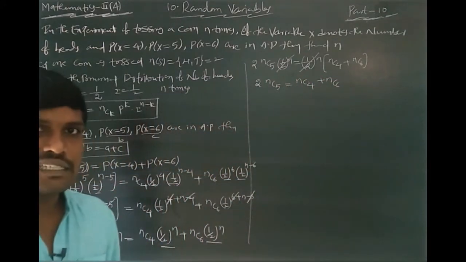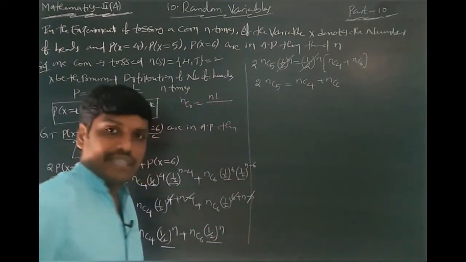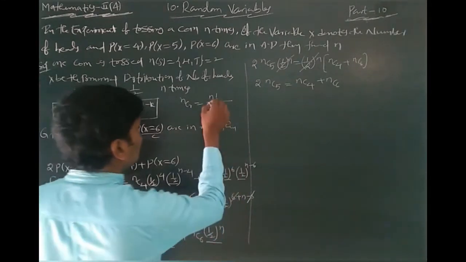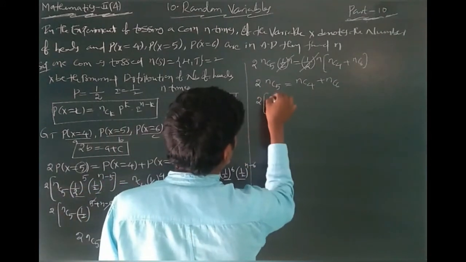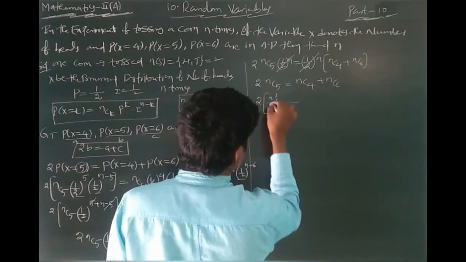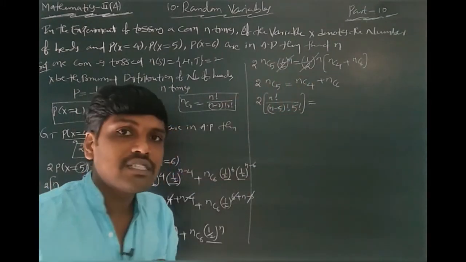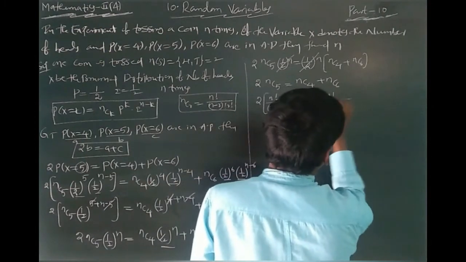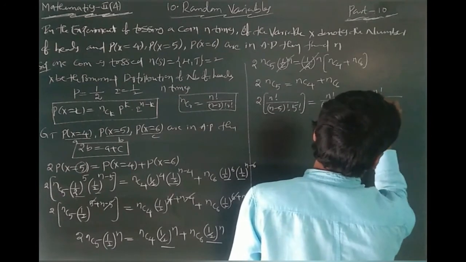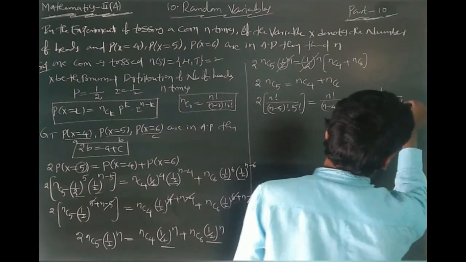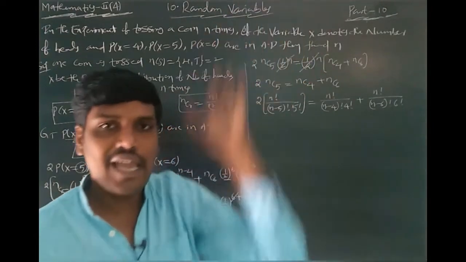After that, what is the formula of nCr? By the binomial theorem, what is the nCr formula? n factorial by n minus r factorial into r factorial. You can write the formula: 2 into n factorial by n minus 5 factorial into 5 factorial is equal to, what is the formula of nC4? n factorial by n minus 4 factorial into 4 factorial plus n factorial by n minus 6 factorial into 6 factorial. You can write all these values by using the nCr formula.